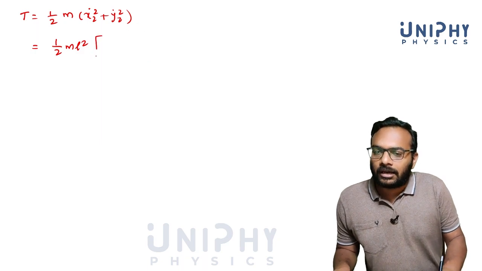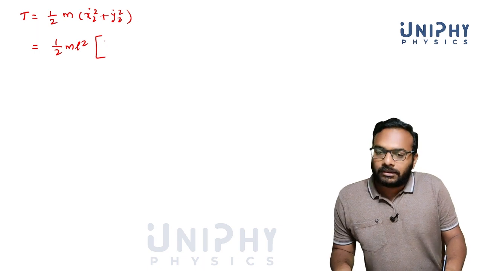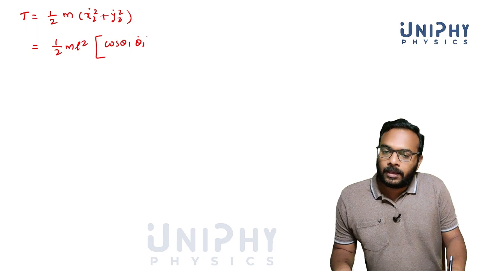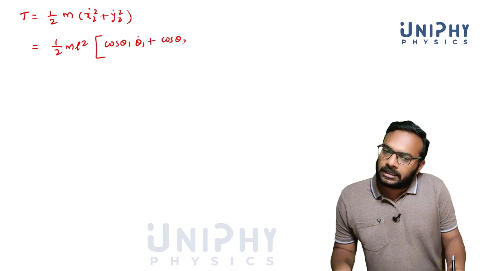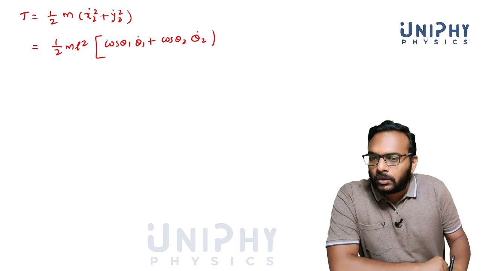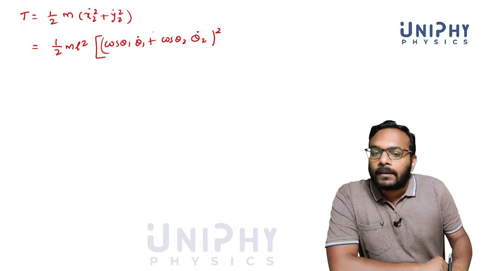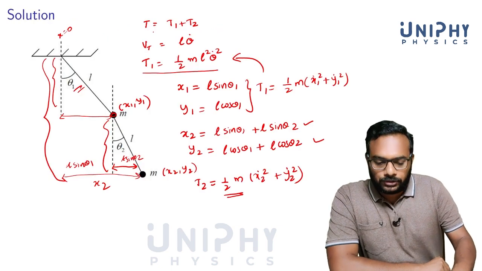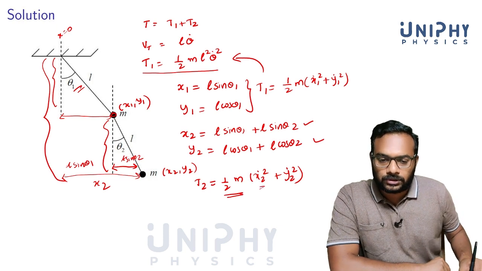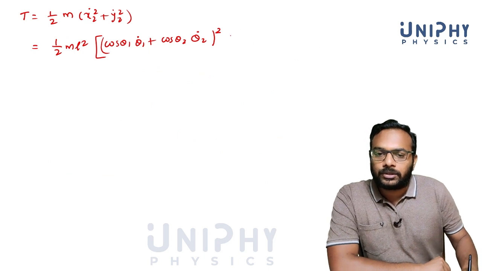Okay, so it's half ml square. All right, and x2 dot square, you can write it as (cos theta 1 dot plus cos theta 2 dot) whole square. Okay, that would be x2 dot square. Just take the time derivative of this and square. Okay, and what's y2 dot square?